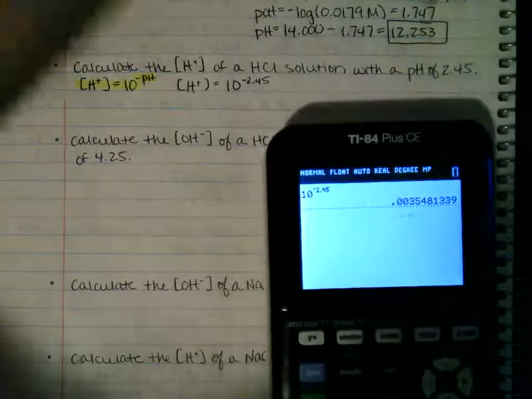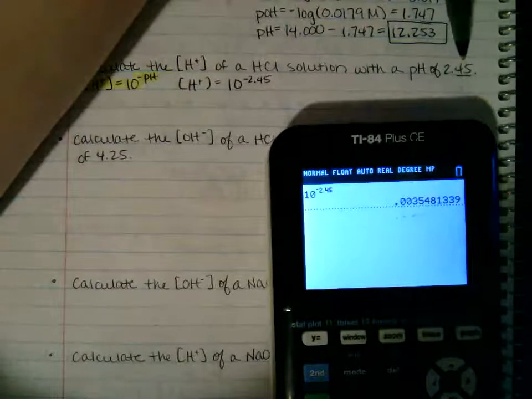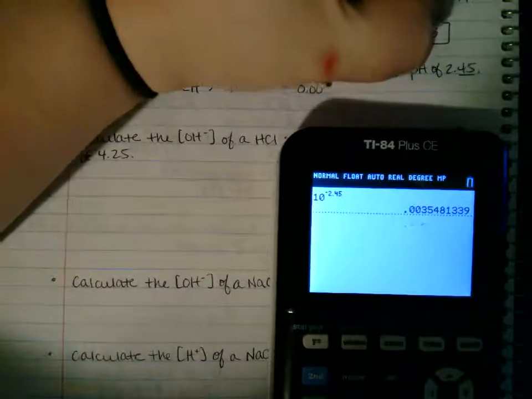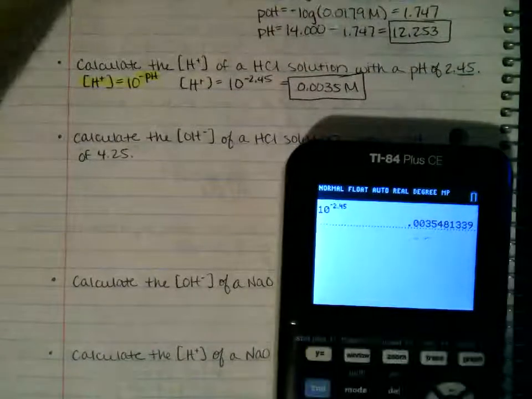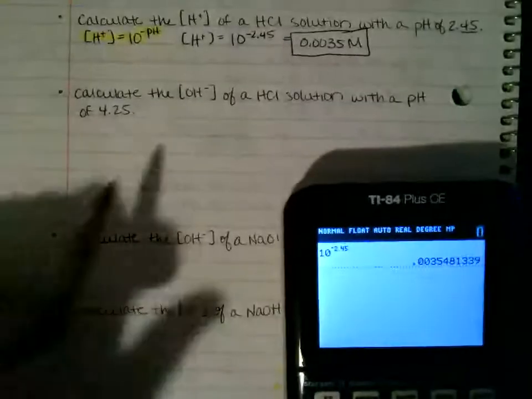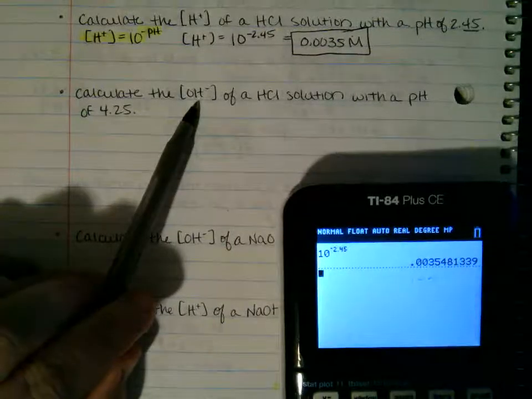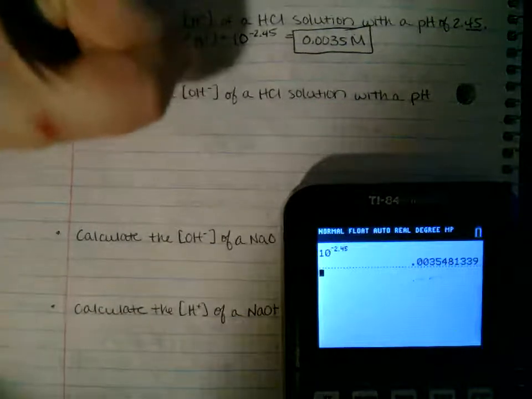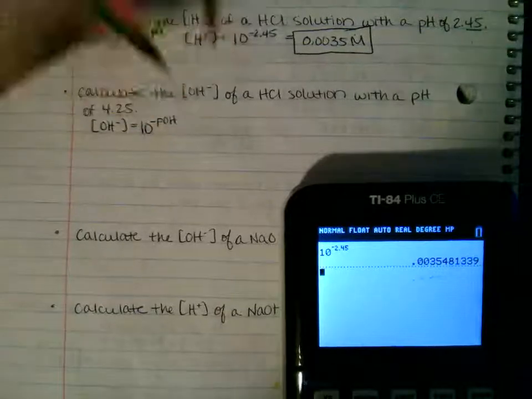Sig figs, hold up. Now we got to go backwards. We had 2 decimals in the mantissa. That means our answer should have 2 sig figs. 0.0035, and now it's a concentration, so you need to make sure you include units of molarity or molar. Calculate the hydroxide ion concentration of a HCl solution with a pH of 4.25. All right, now we need to remember that hydroxide ion concentration is 10 to the negative pOH.